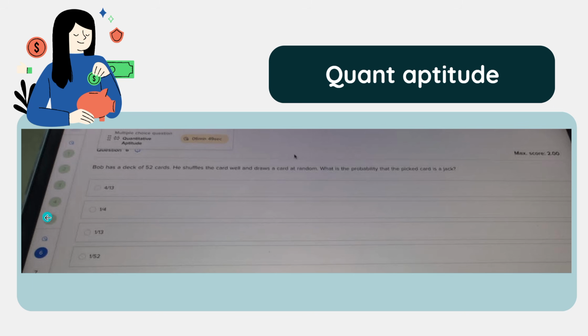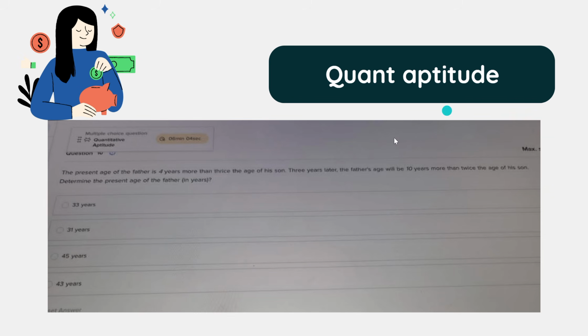We have completed the logical questions and quant questions. Now we are going to see the coding questions, but still one reminder, question 10. See here, question 10. The present age of the father is 4 years more than thrice the age of the son. 3 years later, the father's age will be 10 years more than twice the age of his son. Determine the present age of the father in years.